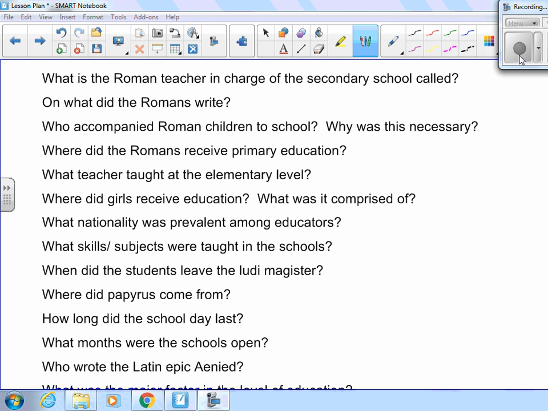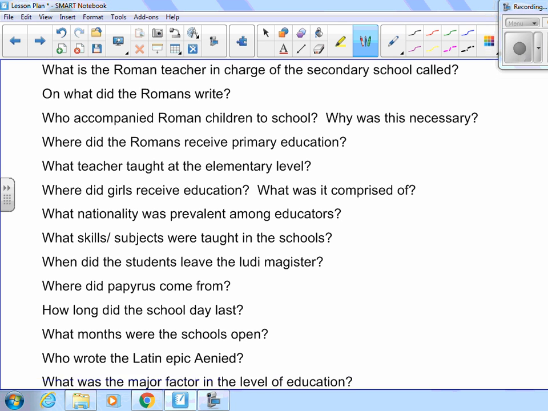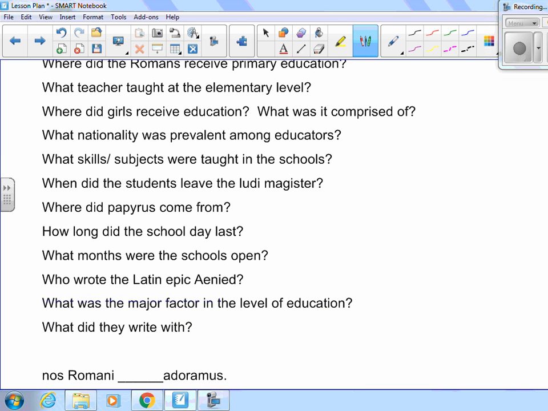Who wrote the Latin epic, the Aeneid? That would be Virgil. Virgil was a Roman poet. What was the major factor in the level of education? That would be how much money you made. The biggest factor was what kind of money your family was coming from. Were they very wealthy? You would have a higher education than if they were not. What did they write with? They wrote with a stylus.